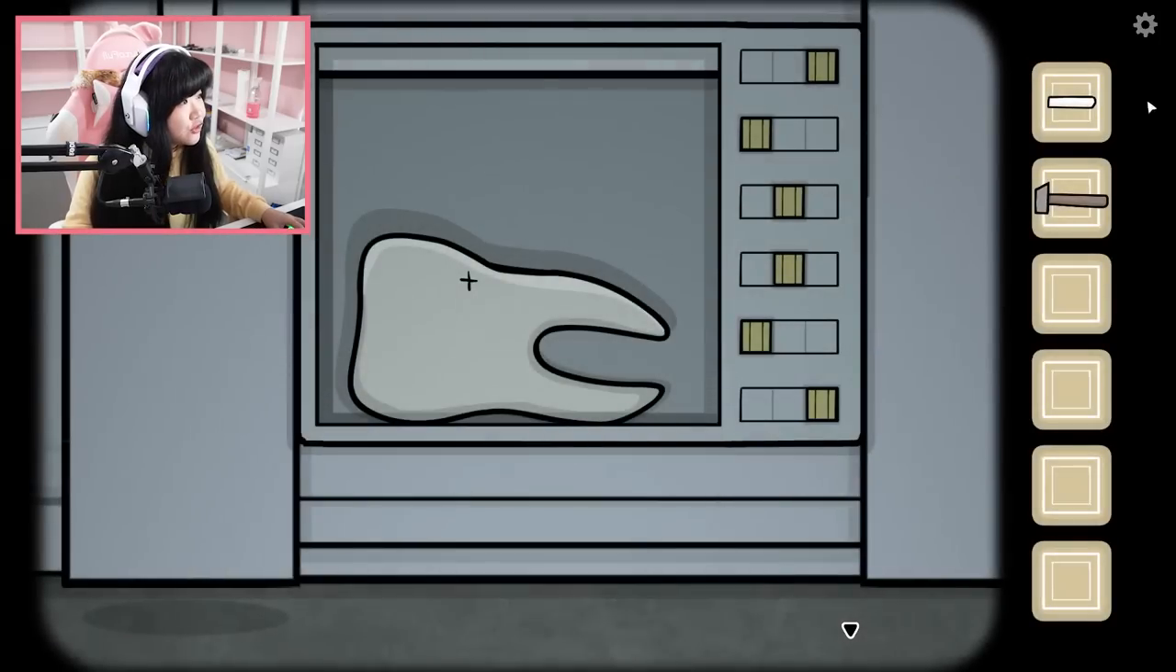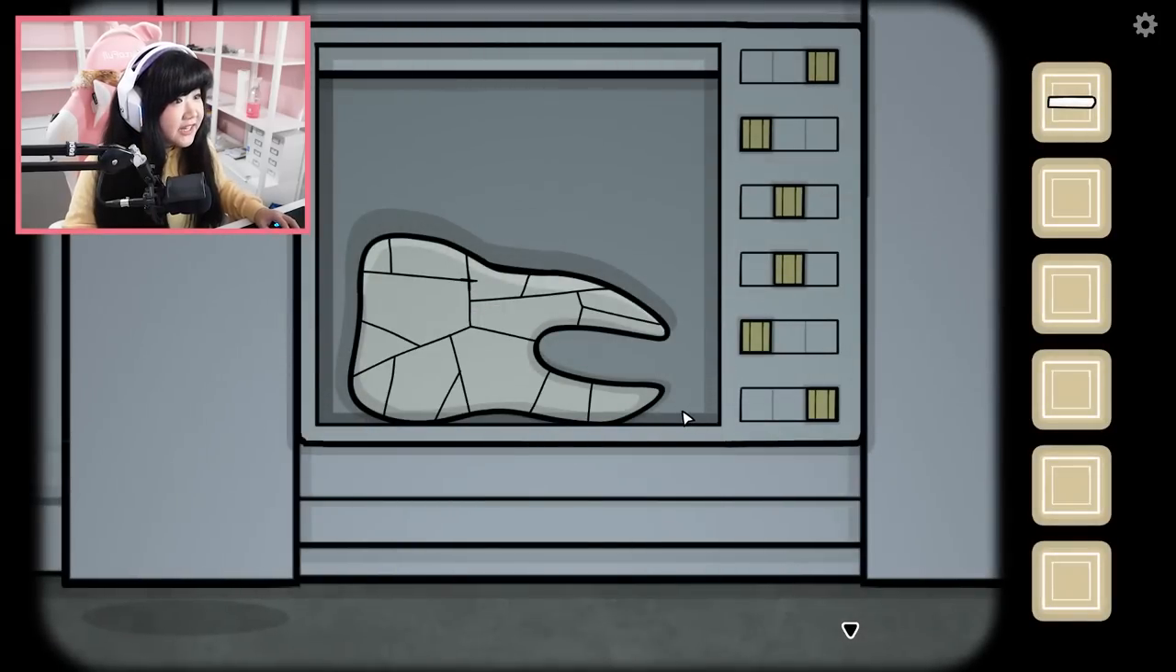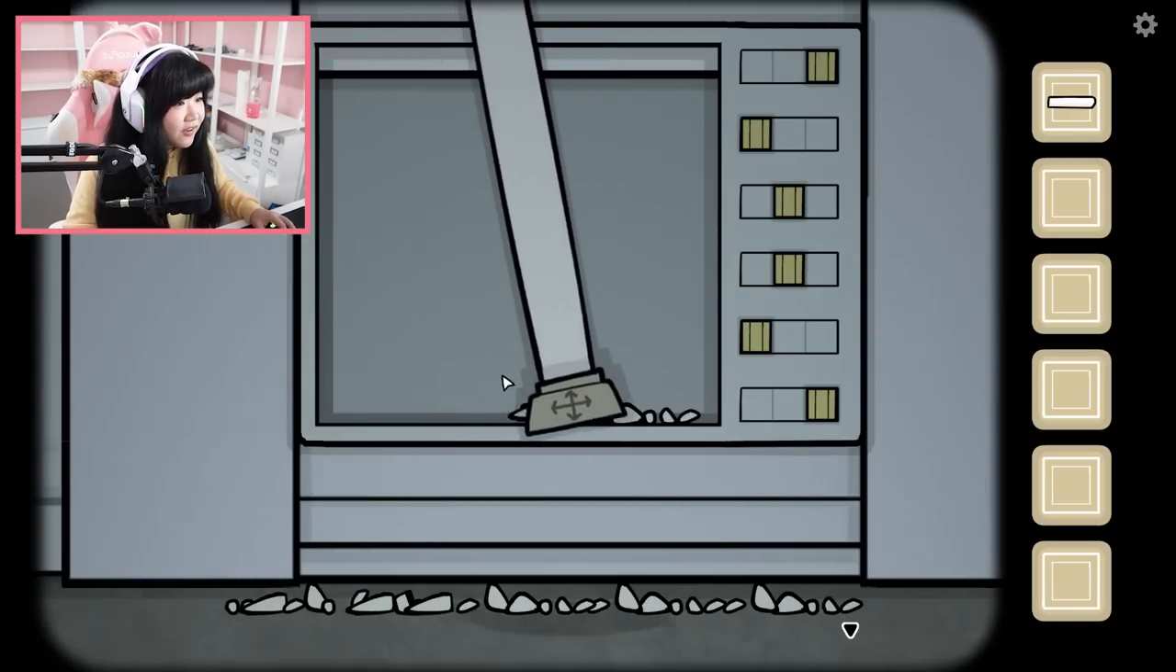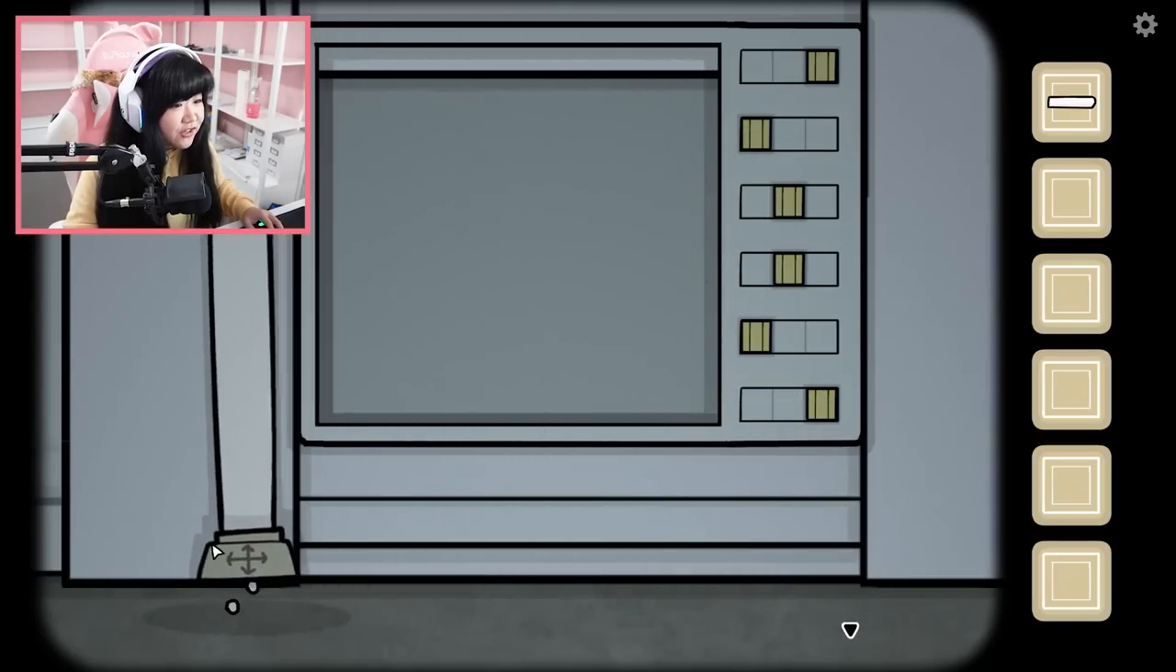Wait, maybe I can break the tooth. Break the tooth. I did. Ah! It's in so many pieces. What do I do? Oh no, I can't pick it up. Can you move them around? Oh! I'm sucking it with the vacuum cleaner.